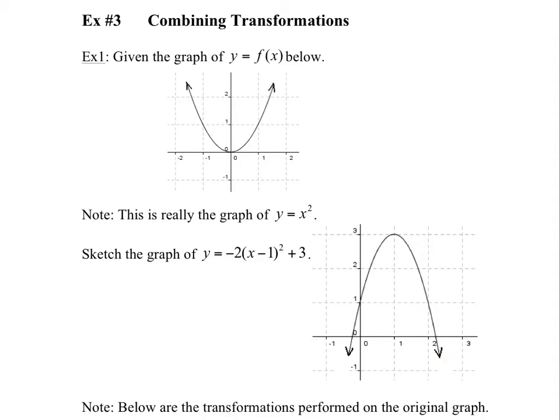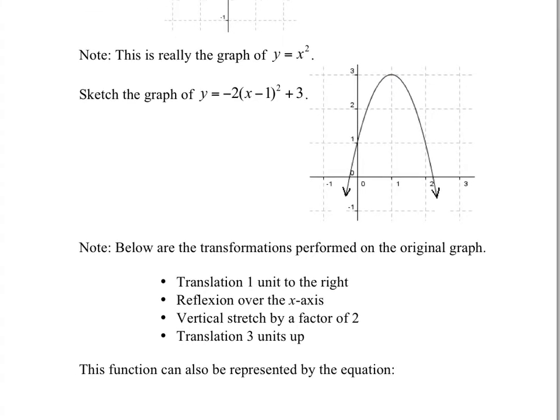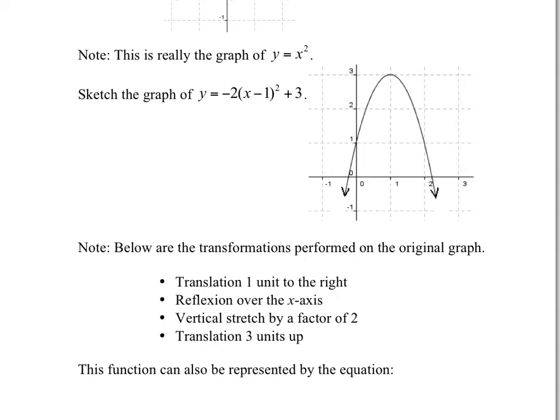So you'd have about the same shape, right? You'd have the reflection facing down. You'd have the stretch, so it's a little bit thinner than before. Before it was like this, and now it's a little bit thinner. 1 to the right, so now the vertex is 1 to the right and 3 up. So that's where the vertex is. Okay, so just to name all those transformations, that's translation 1 unit to the right, reflection over the x-axis, a vertical stretch by a factor of 2, translation 3 units up.